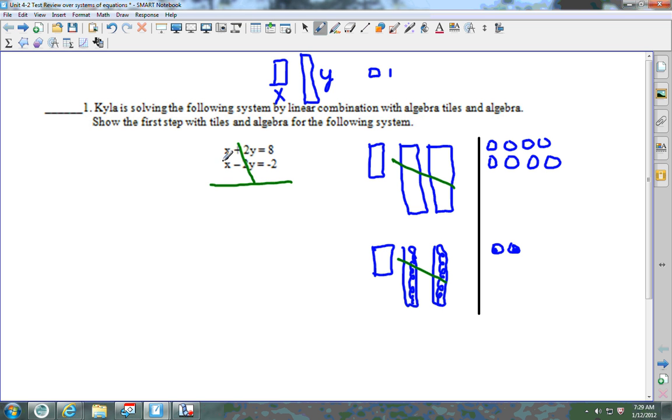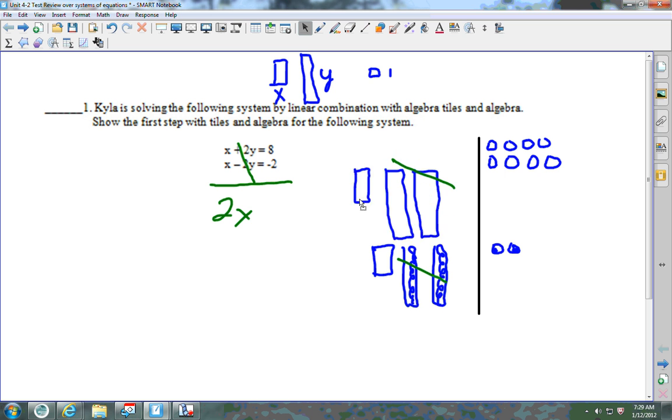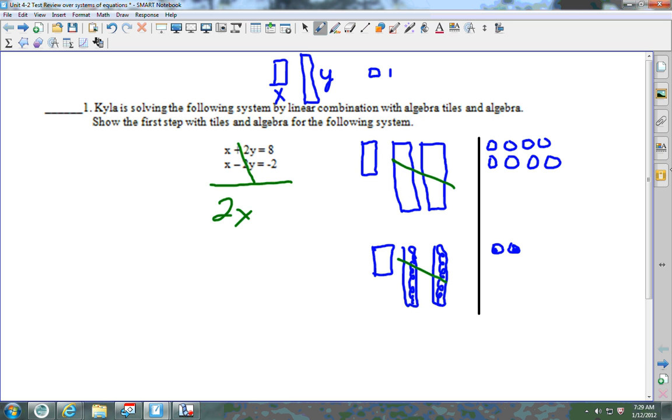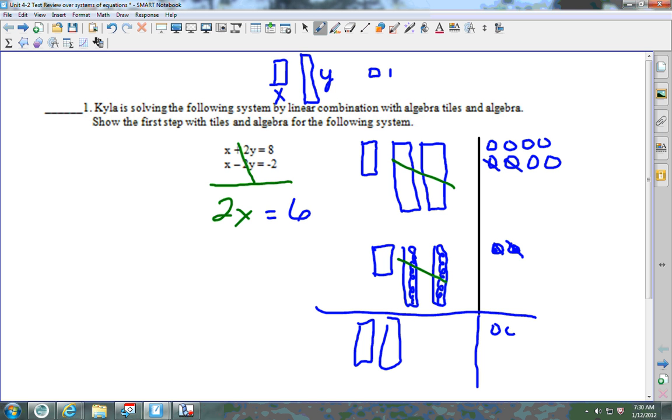So how many x's do we have? We have 2x. Well, here they are right here. They're all going to go together here. If I went to go rewrite it, I have the 2 x's, and it equals, and a positive 1 takes away a negative 1. So right here, I get equals 6. So 1, 2, 3, 4, 5, 6. That's all they wanted us to do, was to show the first step.